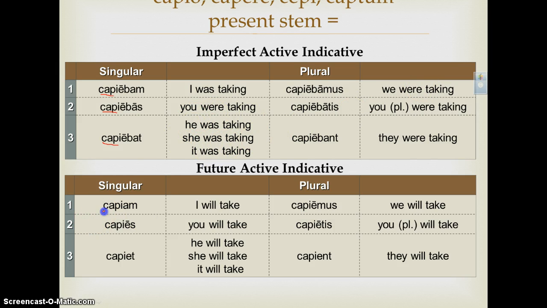And then for our future, again, we get our present stem. We add an IA in the first person singular, IE for all of the rest. And then our endings, M, S, T, MUS, TIS, NT. Capiam, capies, capiet, capiemus, capietis, capient. I will take, you will take, he, she, or it will take, etc.